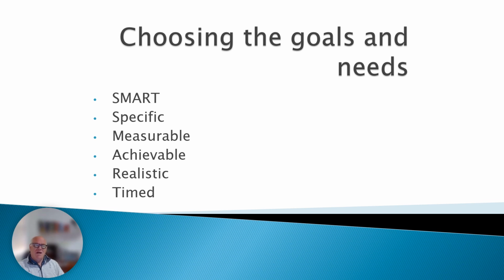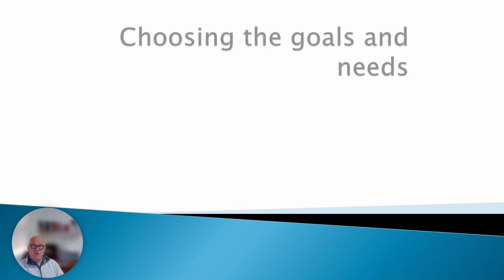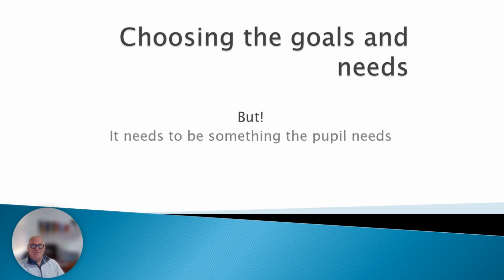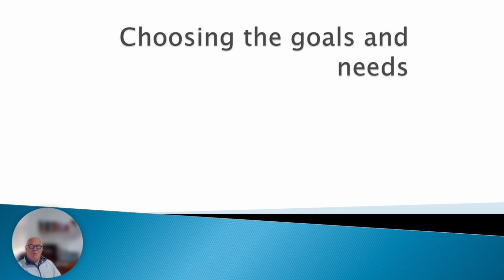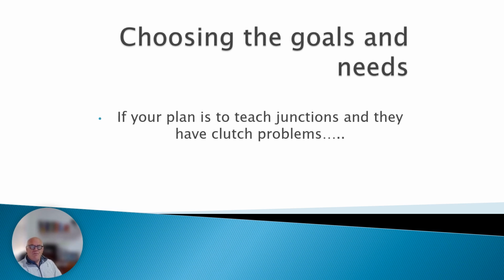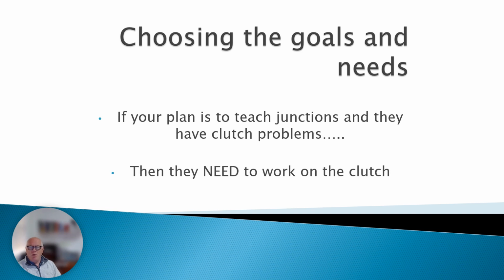This is what you're going to be doing: setting objectives that can be specifically, measurably achieved and are realistic within 20 to 30 minutes. And there's one of your goals. There's one of your 1% wins. But, always a but, it needs to be something the pupil needs. So you need to find out what the pupil needs. So if your plan is to teach junctions and they have clutch problems, okay, the pupil needs to work on the clutch. It doesn't need to be working on junctions.